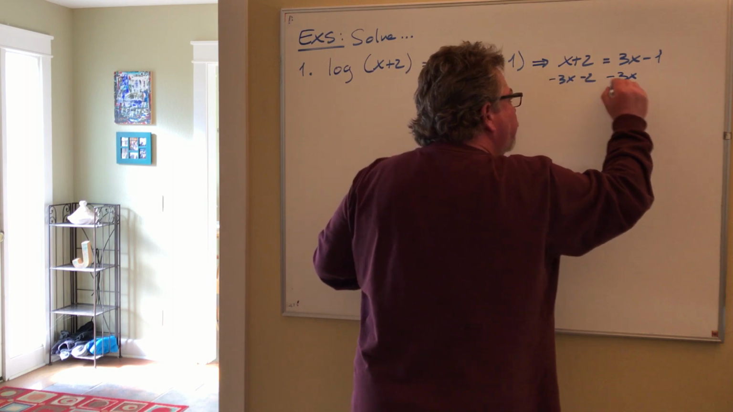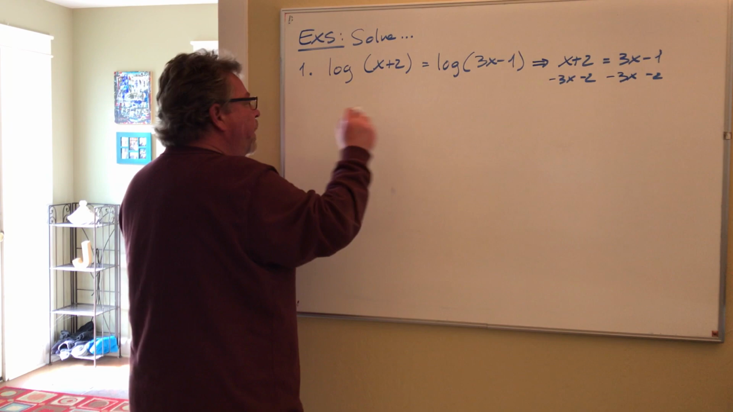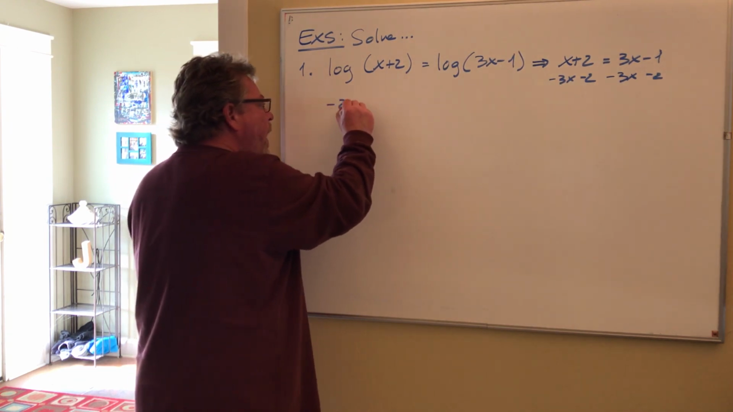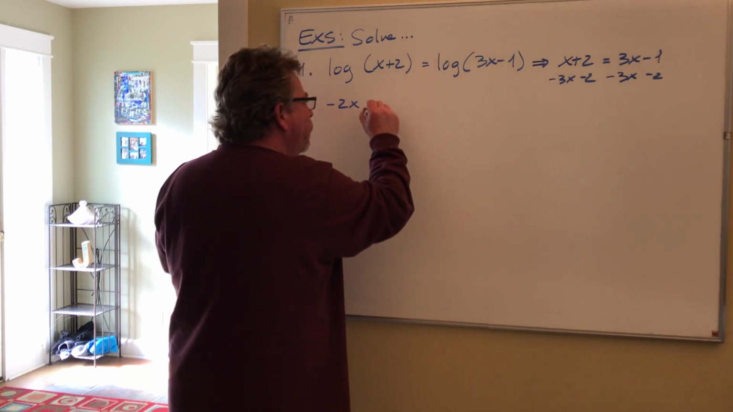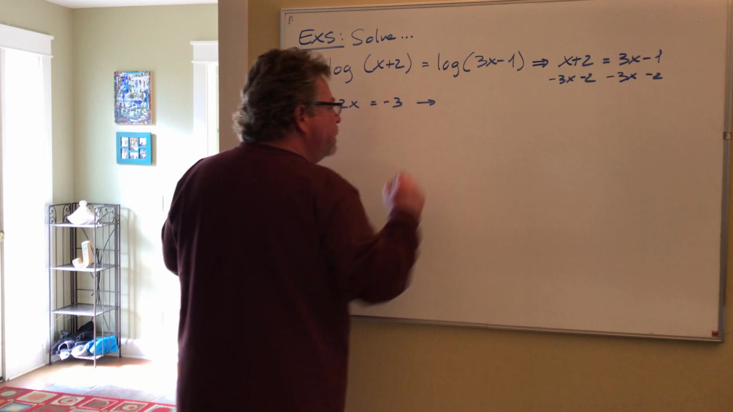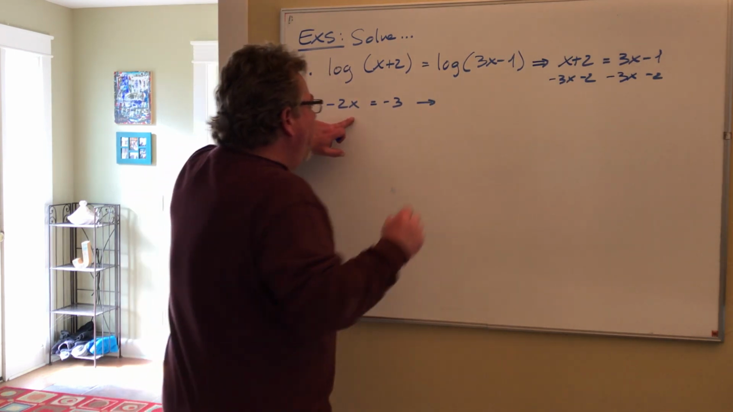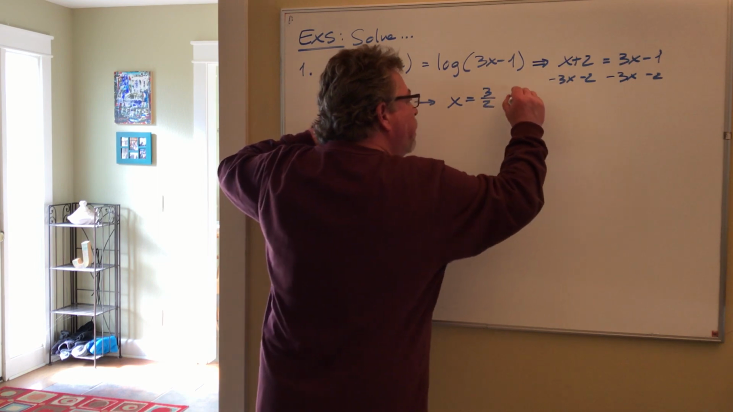Let's subtract 2. And that will get us to x minus 3x is minus 2x equals negative 3. So that says x is equal to 3/2. Maybe.